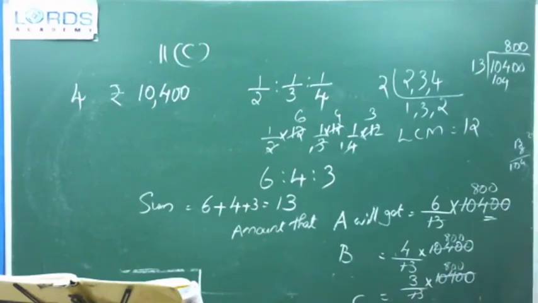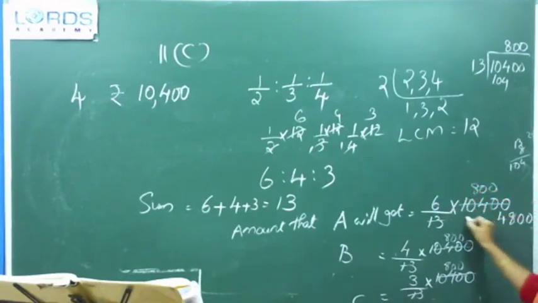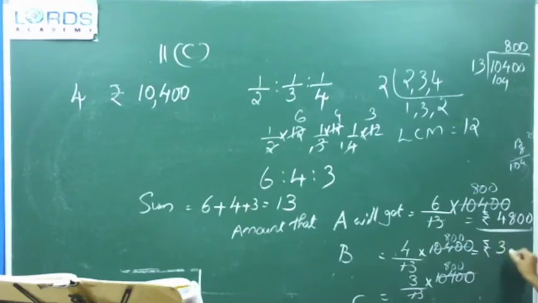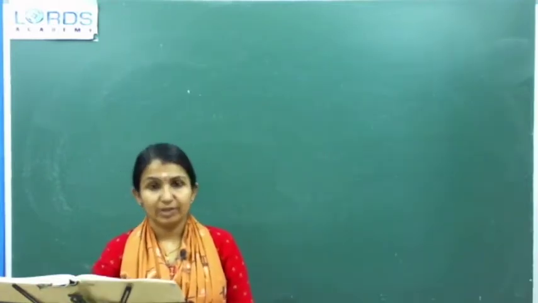So how much amount will A get? 10,400 is the amount in rupees. So A will get 4,800 rupees. What about B? 3,200. And what about C? 2,400. So we studied about ratio.